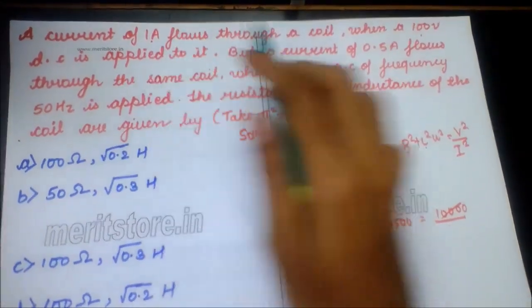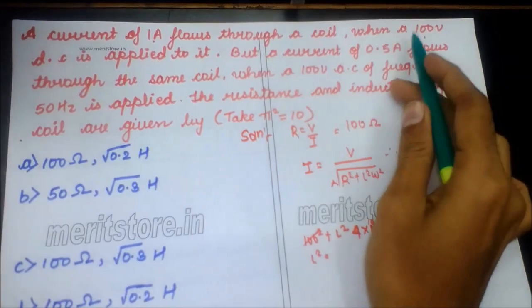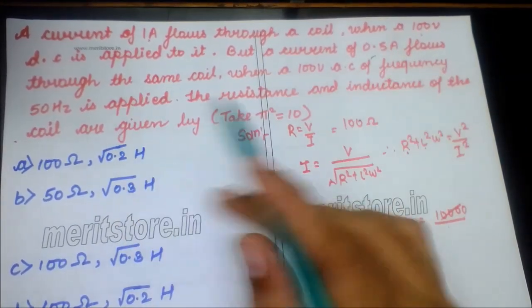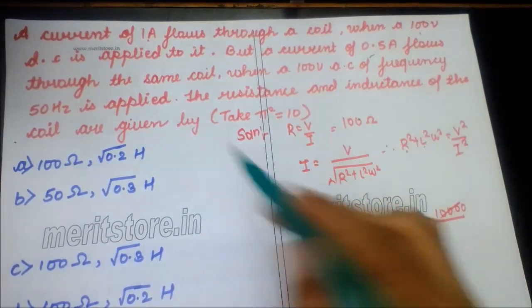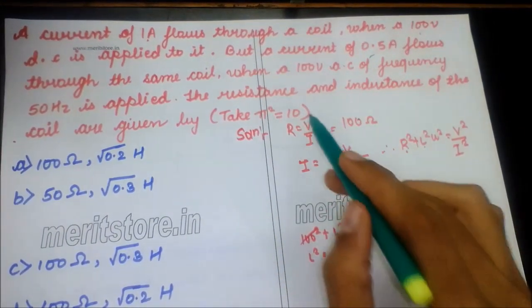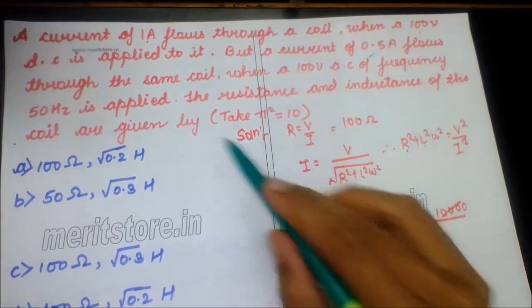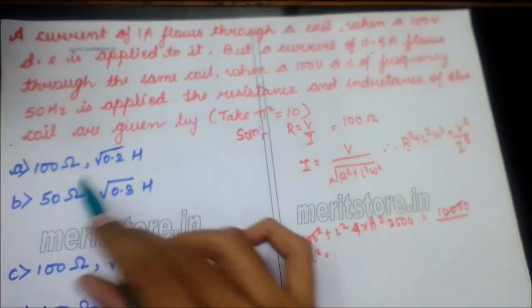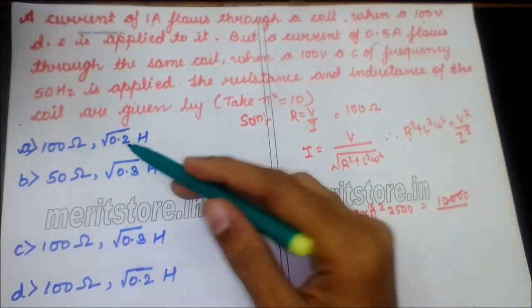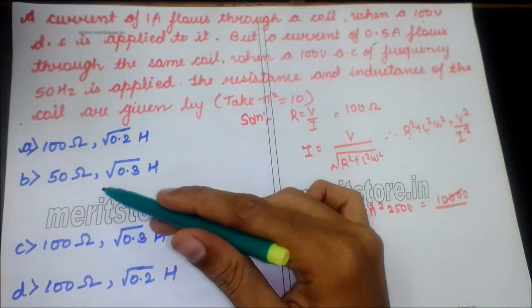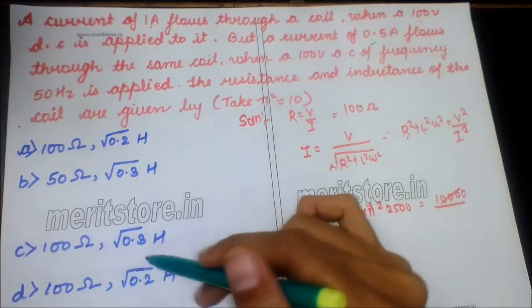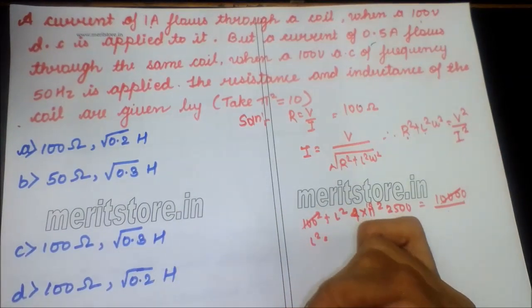A current of 1 ampere flows through a coil when 100 volt DC is applied to it, but a current of 0.5 amperes flows through the same coil when 100 volt AC of frequency 50 Hz is applied to it. The resistance and the inductance of the coil are given below. Take pi square as equal to 10. We have the resistance and the inductance from the options: 100 ohms 0.2 Henry, root 2 Henry, root 0.2 Henry, 50 ohms root 0.3 Henry, 100 ohms 0.3 Henry, or 100 ohms 0.2 Henry.